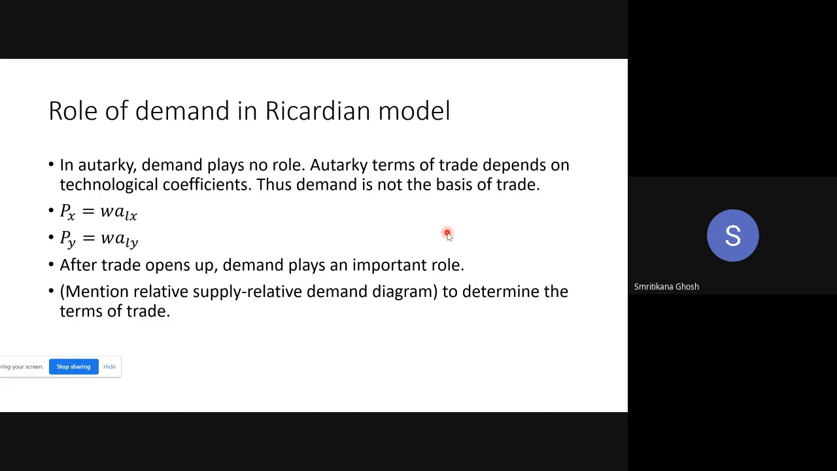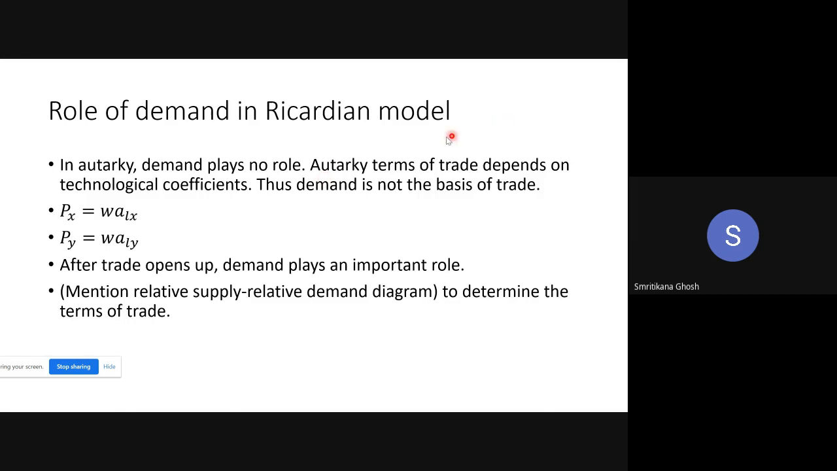What is the role of demand in Ricardo? In autarky, demand plays no role. Why? Because in autarky, whatever you are producing, you have to consume. In Ricardo, whatever you are producing at autarky, you have to consume it because there is no scope of exchange. So there was no need of demand in that case. But after trade, demand plays an important role.